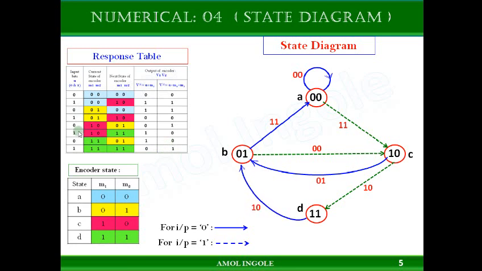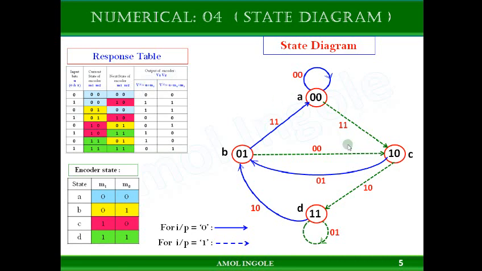Same thing, input 1 in state 1 1, and you will remain in the same state, right? So show this with a loop with a dotted line, along with the output 0 1. So this is how you can draw the state diagram.